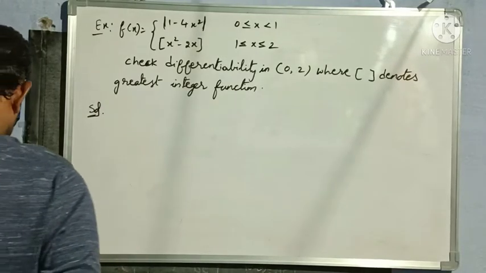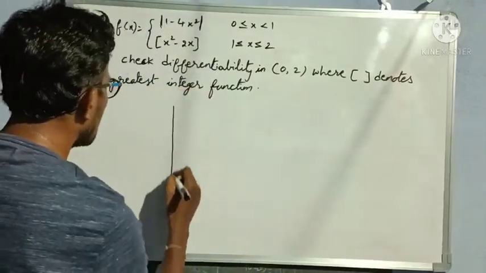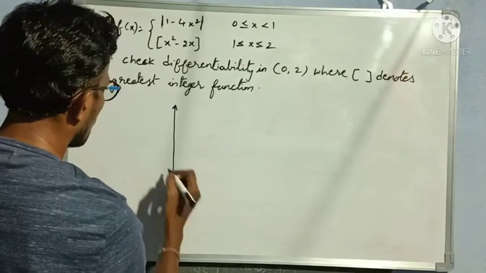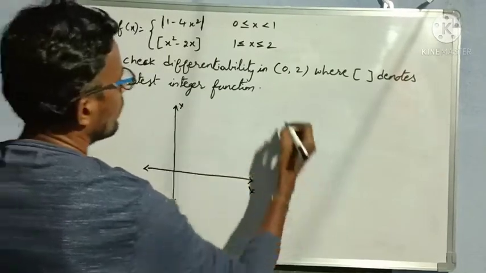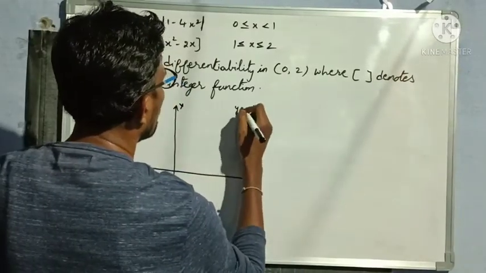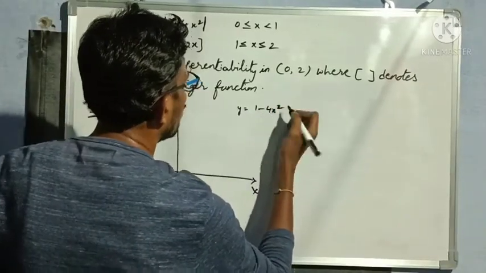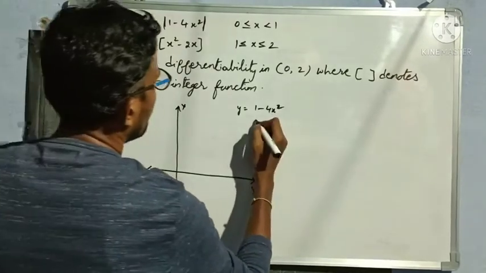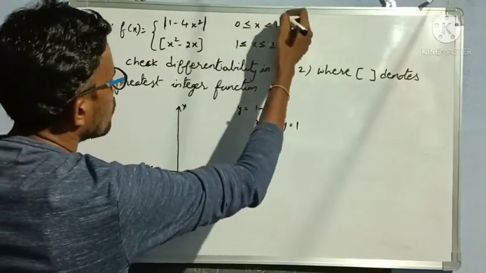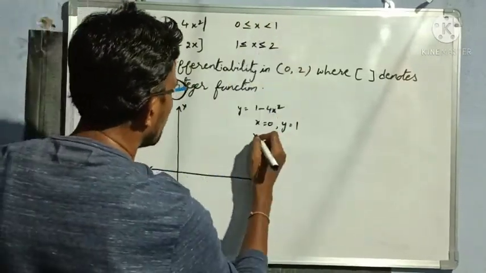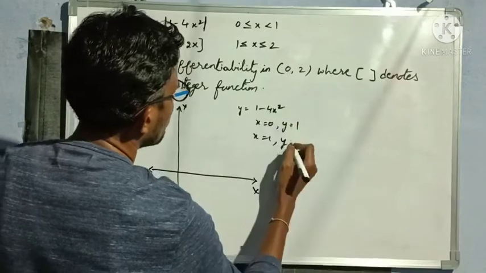So first, let us draw the graph of y is equal to 1 minus 4x square. So first, take x-axis and y-axis. So this is my x-axis and this is y-axis. Now let us see the graph of y is equal to 1 minus 4x square without mod. First let us take without mod, afterwards we will take mod. So 1 minus 4x square means if I take x is equal to 0, then y is equal to 1. In between the interval 0 and 1, I am taking x as 0 and 1. If x is equal to 1, then y is equal to, if I substitute 1 here, 4 into 1 is 4, 1 minus 4 is minus 3.